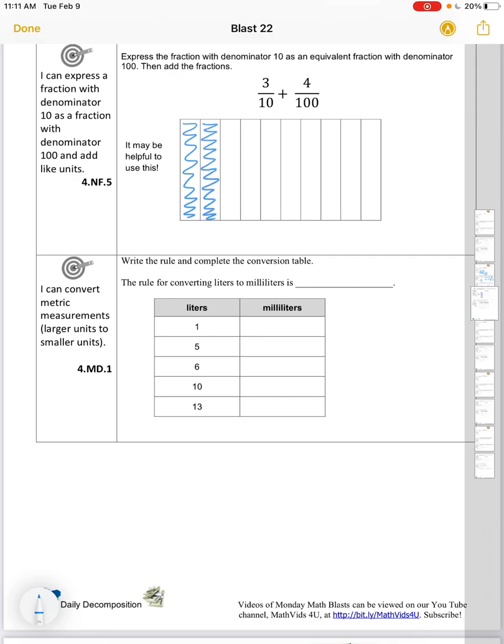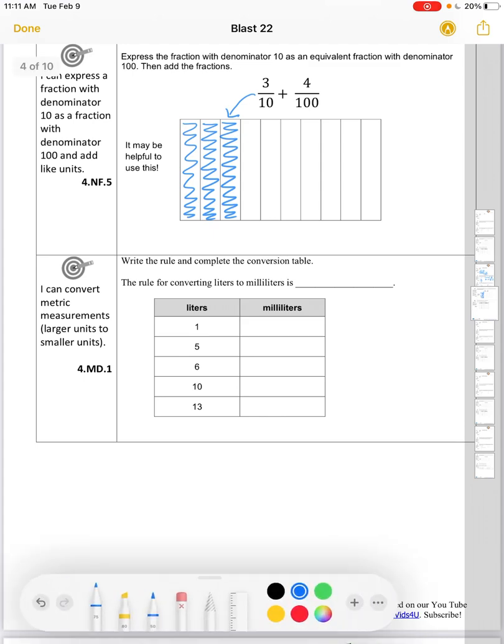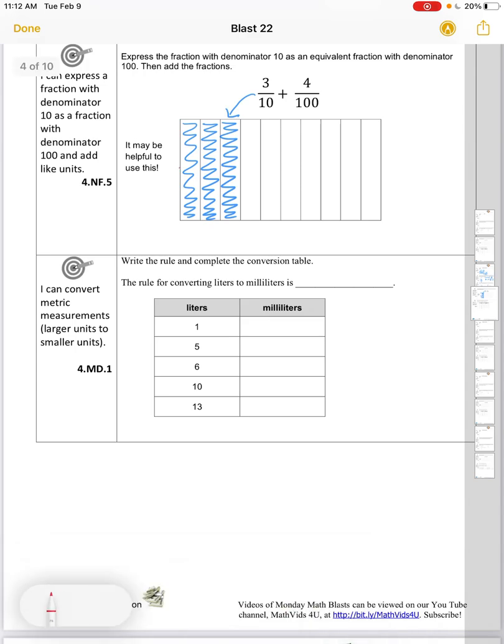Notice the whole is broken into tenths. I'm going to shade in 3 of those tenths. So this model represents that fraction 3/10. Now, I want to change those tenths into hundredths so that they're like units and I can add in the 4 hundredths to it. So I'm going to use a different color here, and I'm going to break each of those tenths into 10 equal parts.